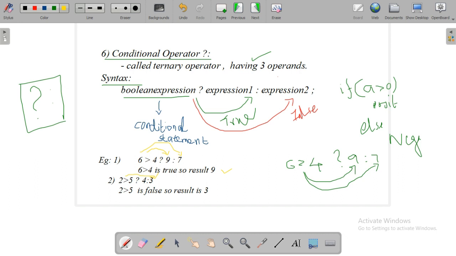So instead of if else statement we can use conditional operator. When the condition is true it will immediately execute the first expression that is placed after the question mark. And if it is false it will execute the second expression that is placed after the colon. So this operator is known as ternary operator, or it is called as conditional operator.